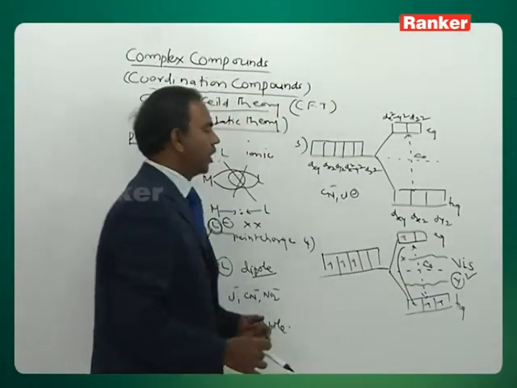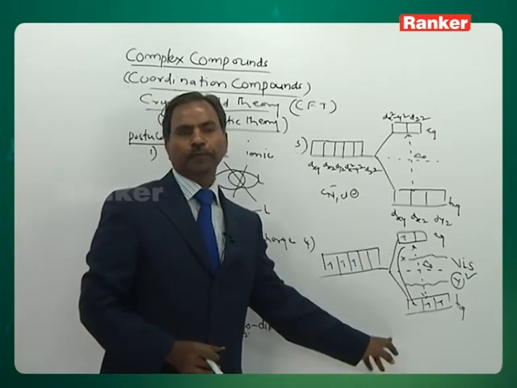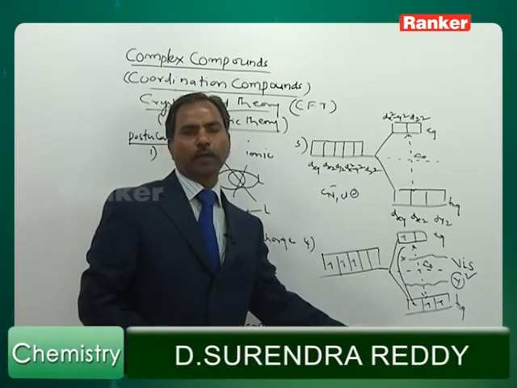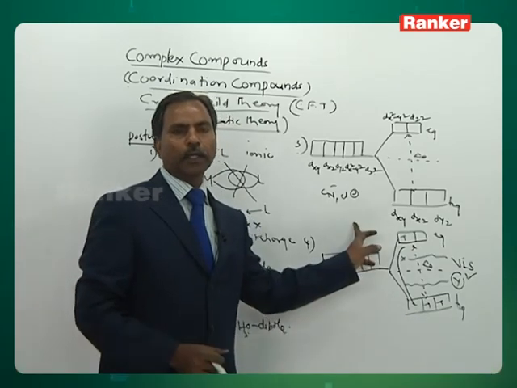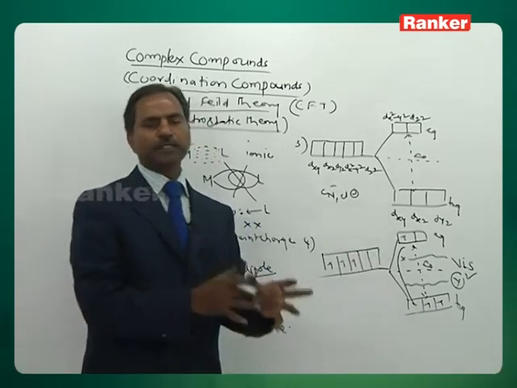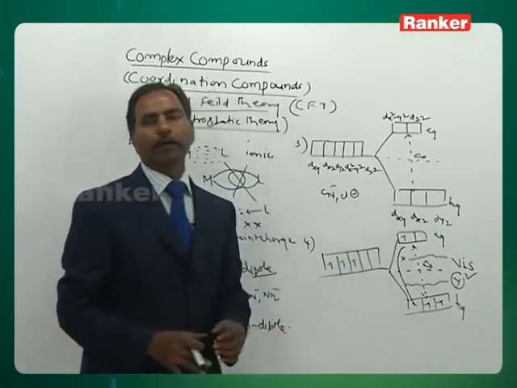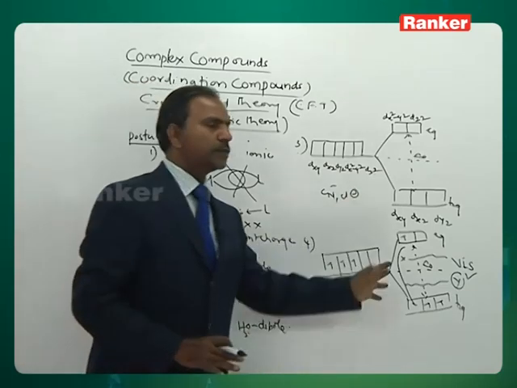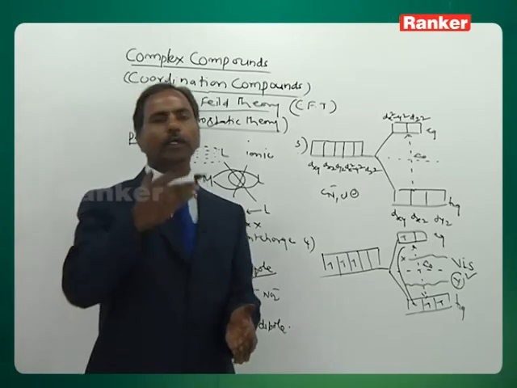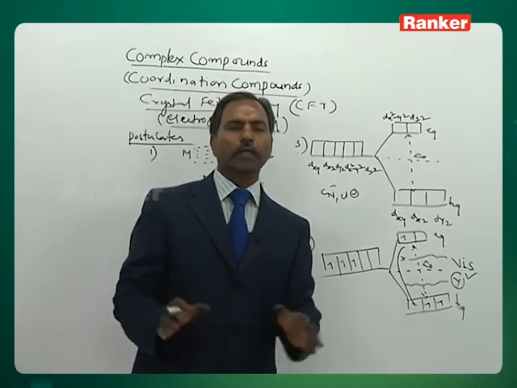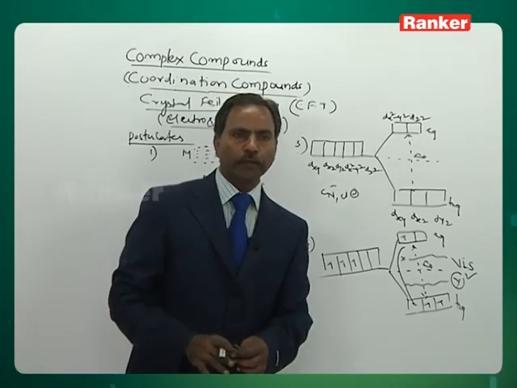Then that will be the color of the complex. These two levels, the lower energy level and the higher energy level, are both d orbitals only. Therefore, we call this a d orbital to d orbital electronic transition, specifically a t2g to eg transition. Based on these transitions, we can thoroughly explain the color properties according to crystal field theory.